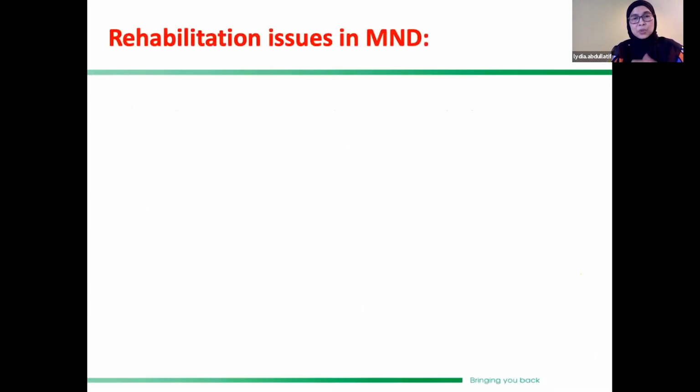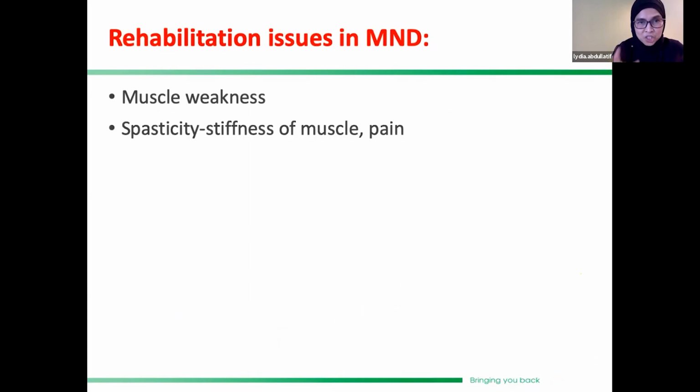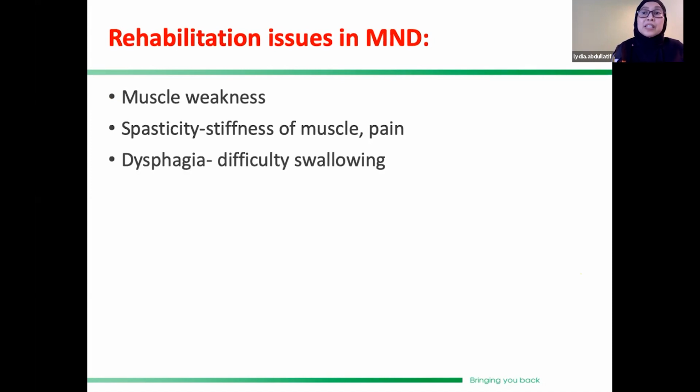Okay, so I'm just going to highlight some of the manifestations that we frequently see in motor neuron disease in rehabilitation. First and foremost, they will present with muscle weakness, otot yang lemah, spasticity, otot yang kejang, and they will complain of muscle stiffness, and this can give rise to a lot of discomfort and pain. Difficulty with swallowing, what we term as dysphagia, and difficulty with their speech, either it becomes softer or they have a nasal voice, which we term as dysarthria.